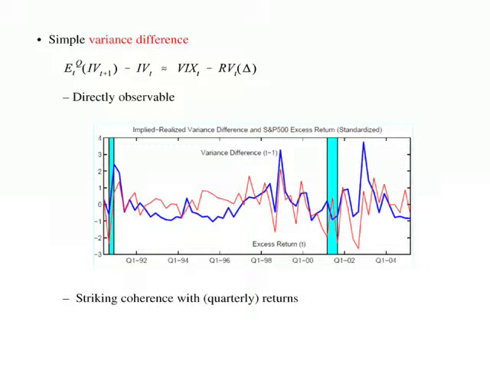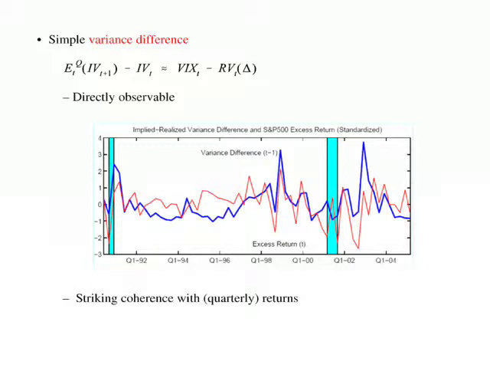Torben was much better at explicitly differentiating between volatility and variances, and it is important here. So this is the difference between the options implied variance and the subsequent realized variance. That's what I plotted here, the blue line. And then I plotted along with that the excess return on the S&P 500. That's the red line.